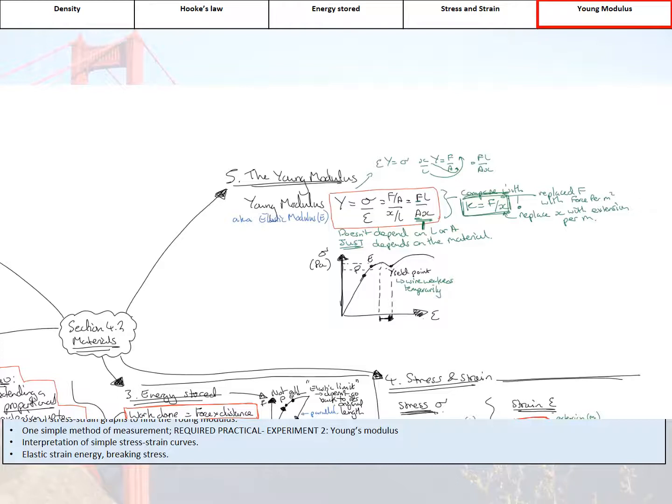Now, in order to see this in an experiment, you'd have to unload, you'd have to take off some of the force to see that it was still extending with less force. And you don't do that, so you never see that yield point in any experiments you do. And it's often quite confusing.